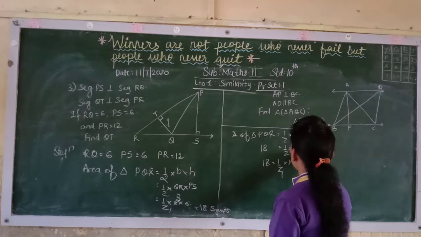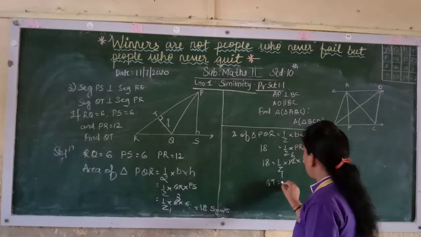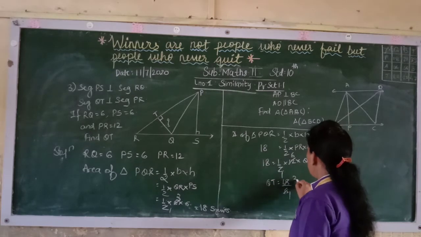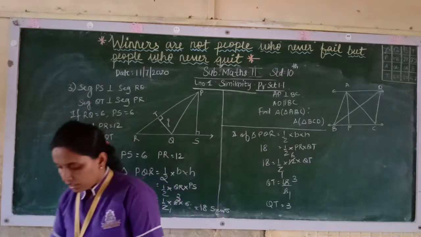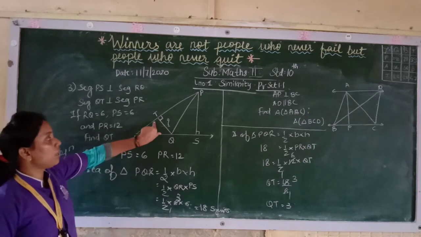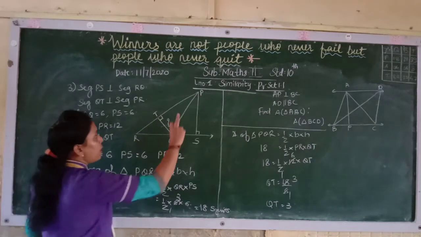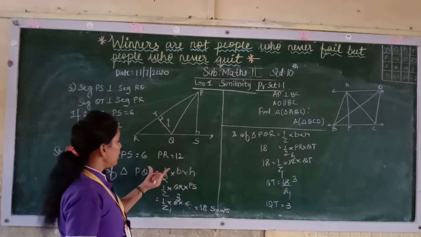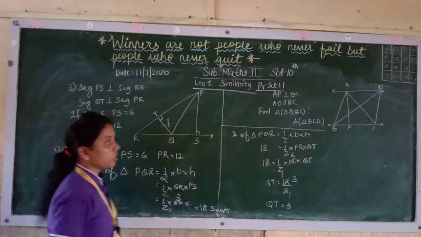So 2 ones are 2, 2 sixes are 12. So QT is equal to 18 upon 6. So 6 ones are 6, 6 threes are 18. So QT is equal to 3 units. So this way you can solve this sum. Here we wanted to find QT, but as this triangle has two heights, one is PS and one is QT, utilizing those two heights and using the formula half into base into height, you can find the value of QT.